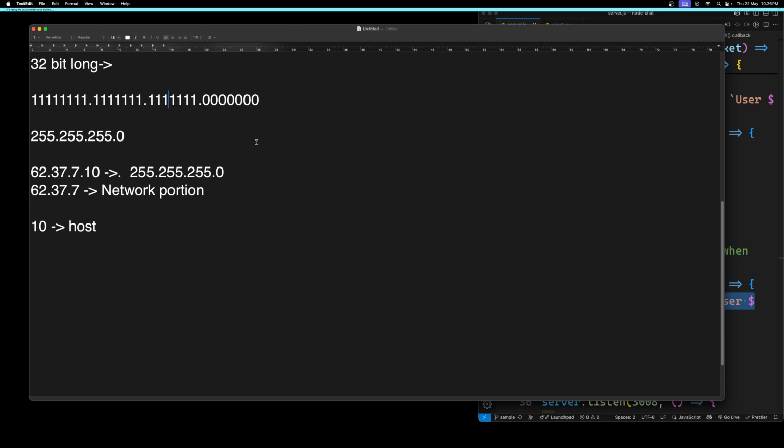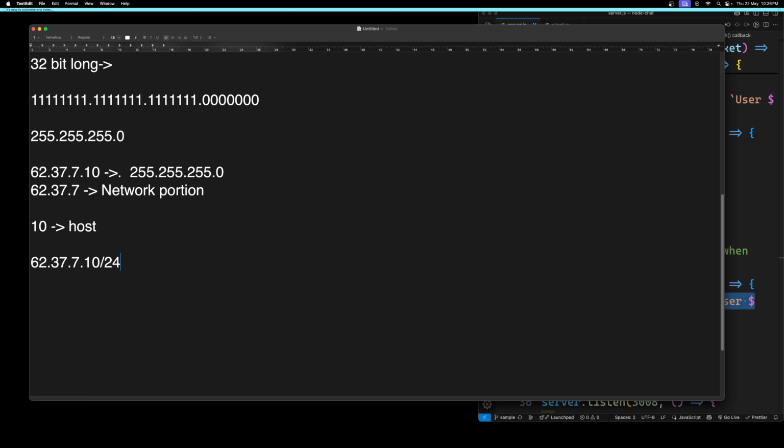Now there is also a shorthand way to write the subnet mask, called CIDR notation. Instead of writing out 255.255.255.0 every time, you put a slash after the IP address. You can write it as 62.37.7.10/24. Here the 24 bits are the subnet mask, which means the first three portions indicate the network portion.